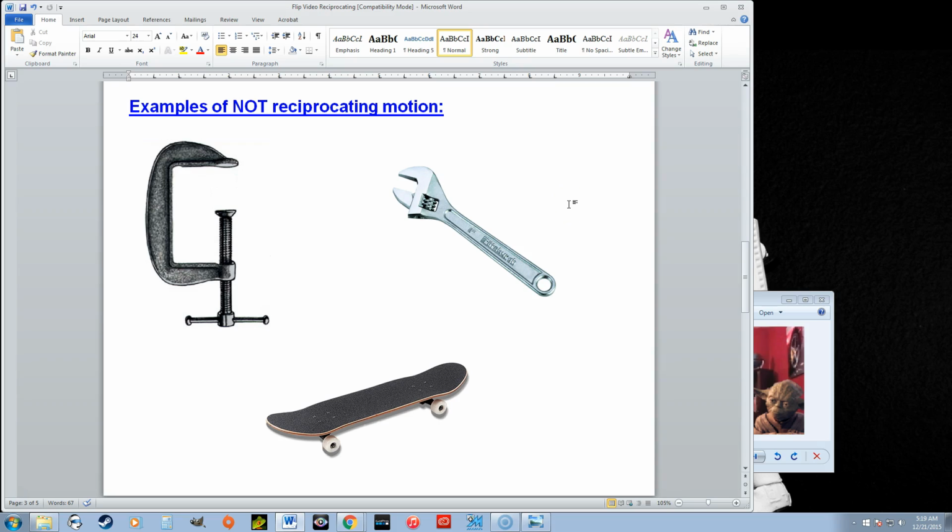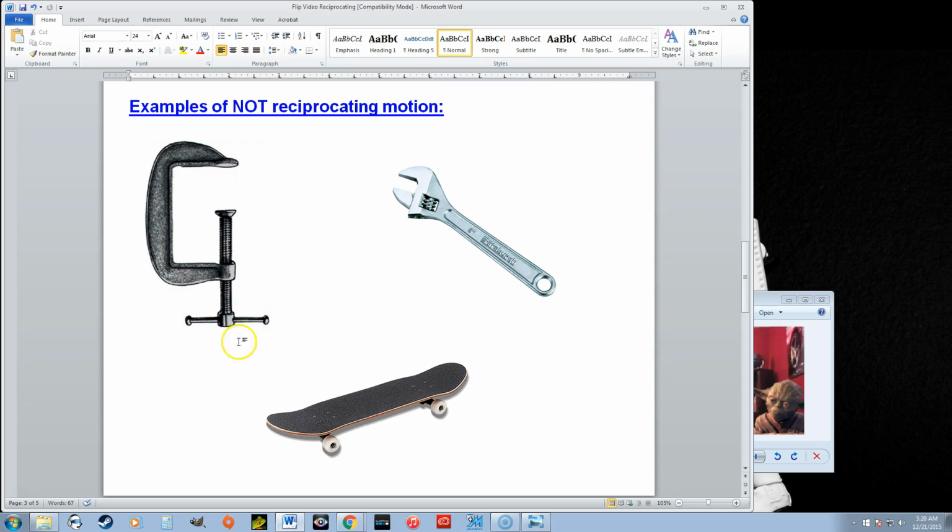Here are some examples of things that do not have reciprocating motion. If you think of a C-clamp, if you rotate this one direction, how many directions does this go? If you think of an adjustable wrench, if you spin the worm gear one direction, let's say you rotate it counterclockwise, what does this end do? Does it go back and forth? Or does it go one direction? Or does it spin? For both of these tools, if you spin the input, the output only goes one direction.